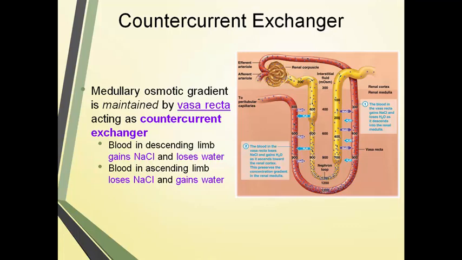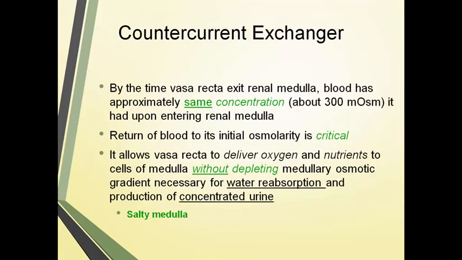So we see that the medullary osmotic gradient is then maintained by the vasa recta. So this was step 3, or the countercurrent exchanger. So we know that the blood in the descending limb of the vasa recta will gain the salt and lose water, and then the blood of the ascending limb will lose the salt and then gain water. So by the time that the vasa recta exit out of the renal medulla, now they have about the same concentration, about 300 osmolarity equivalents upon entering into the renal medulla.